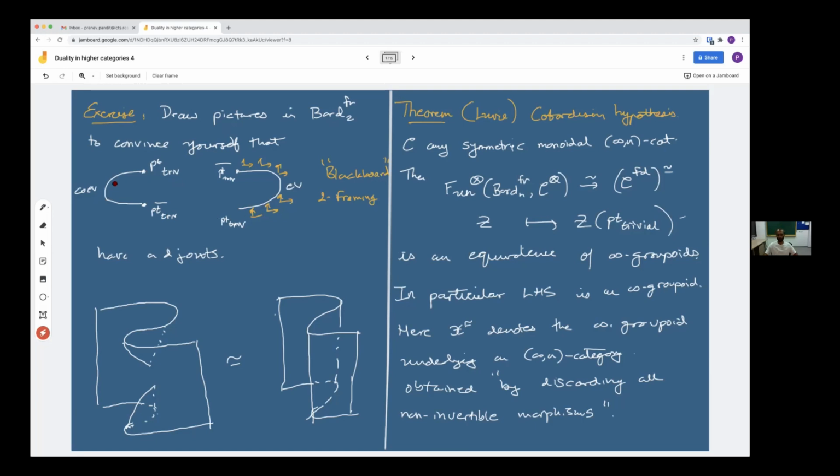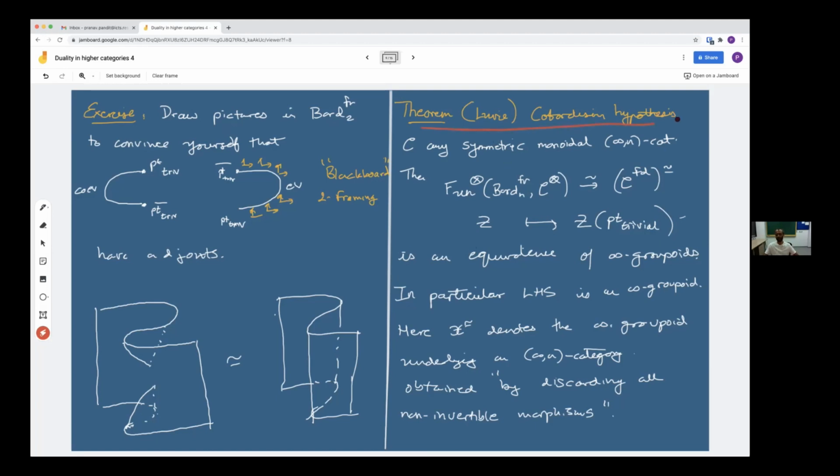So I've drawn the evaluation and co-evaluation maps here, but now you have to check that these themselves have adjoints, and that amounts to drawing some 2-dimensional cobordisms. Here's one of the pictures you have to draw to check that statement. This is a hint for the kind of things you need to do. You need to do something like evaluation followed by co-evaluation and draw a unit map to the identity map, and so on. So you have to draw such 2-manifolds with corners which interpolate between different one-manifolds and keep track of the framing.